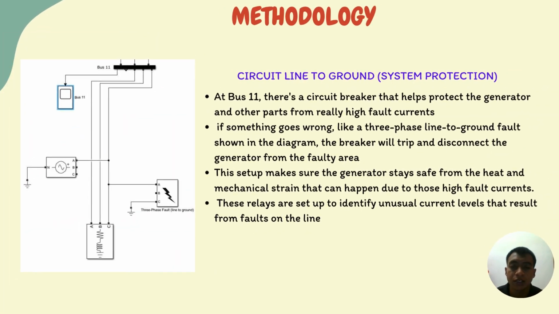Besides, from the left, we can see the diagram of the circuit line to ground when we have system protections. The main point of this diagram is to show the circuit breaker at bus 11 in conjunction with overcurrent relays and a grounding system. This can protect the generator and transmission line from high fault currents. High fault currents occur during events like a three-phase line to ground fault. The highlight of this circuit is the breaker's role in isolating the generator and how the grounding system functions. So they can limit the fault current to minimize the damage and also ensure the effective operation of the protective device.